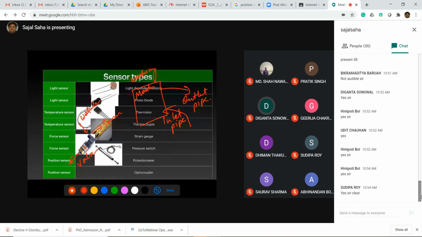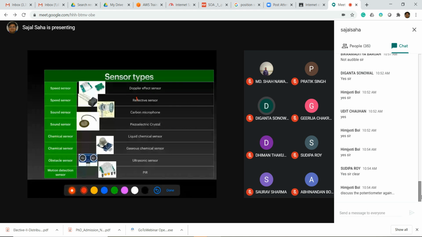Now next, what are the other sensors? Already I have discussed the potentiometer, and the optocoupler I will discuss later on. Okay, so next are the speed sensors. One of the speed sensors is the Doppler effect sensor. You know what the Doppler effect is? It measures the speed of a train based on the whistle. The potentiometer I will discuss again.